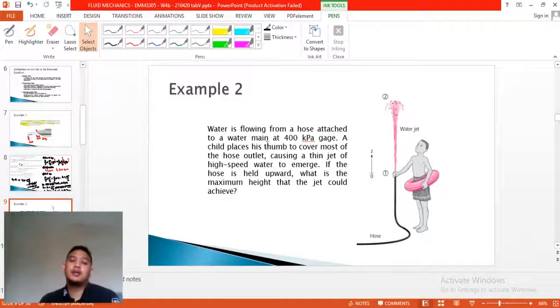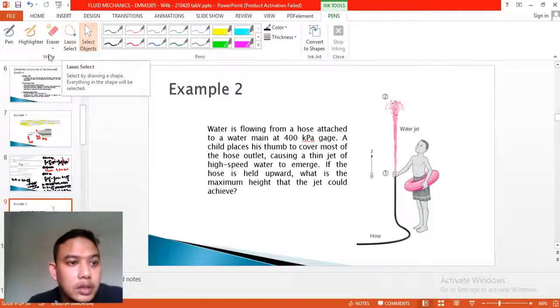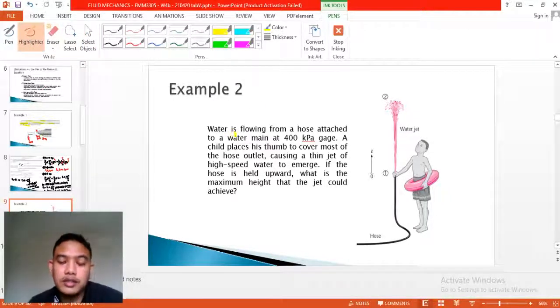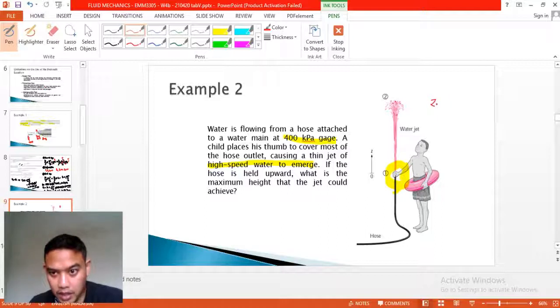Okay, we go for example number 2. In example number 2, it stated that there is a kid, and water is flowing from a hose attached to a water main of 400 kPa gauge. A child places his thumb to cover most of the hose outlet, causing a thin jet of high speed. So it becomes high speed thin water at this area. If the hose is held upward, what is the maximum height the jet could achieve? So the question wants you to find the maximum height, which means Z2.